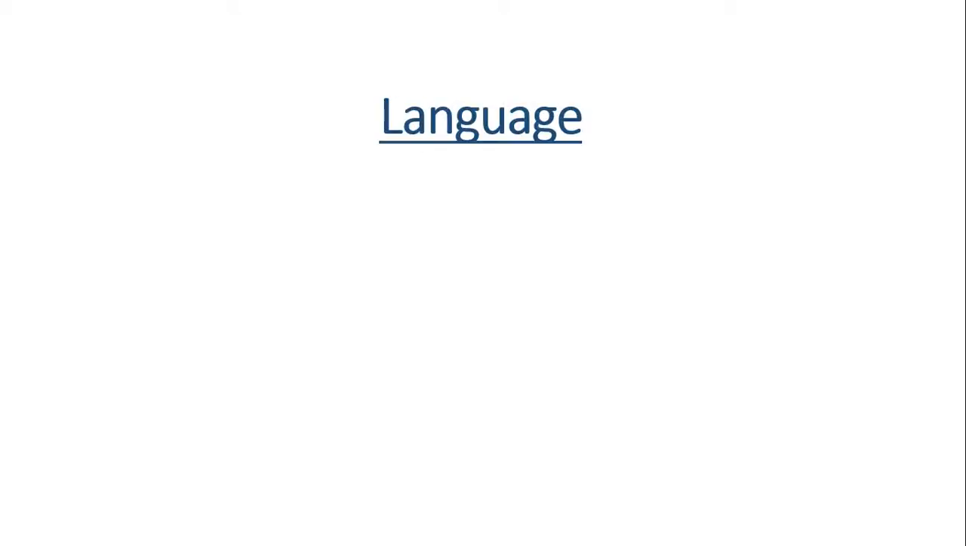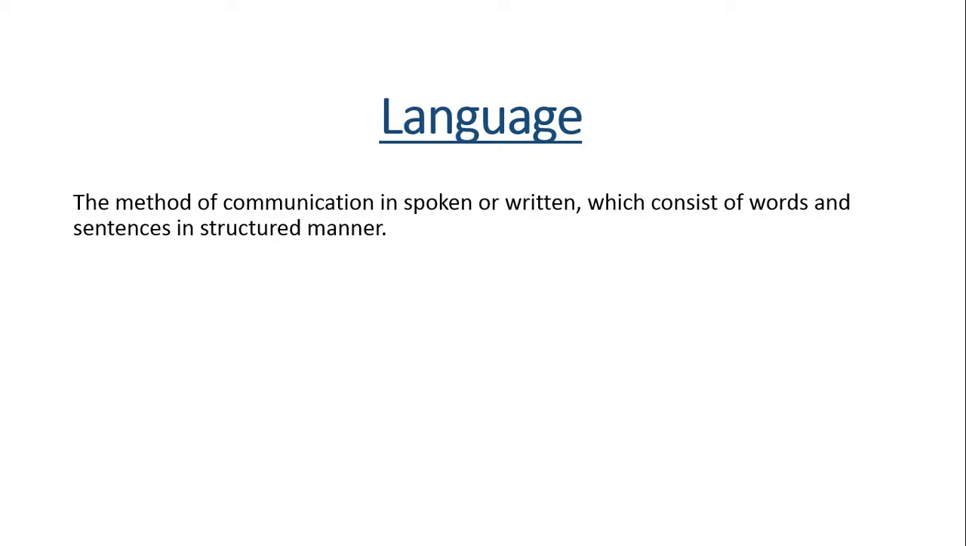Now come to language. Language is basically a method of communication. This communication can be in the form of spoken or written. When we communicate, we use words or sentences to speak to another person. Like two persons speaking to each other, those two persons should know a particular language. Language means the combination of words and sentences put in a structured manner. If the words are not put in a structured manner, then both persons will not be able to communicate.